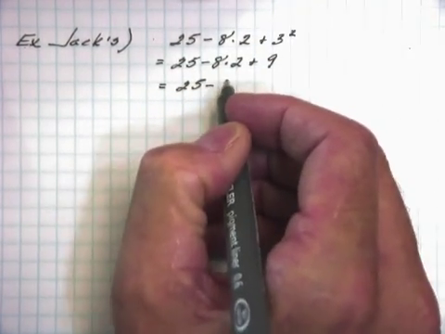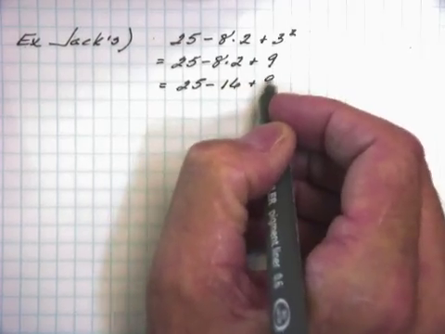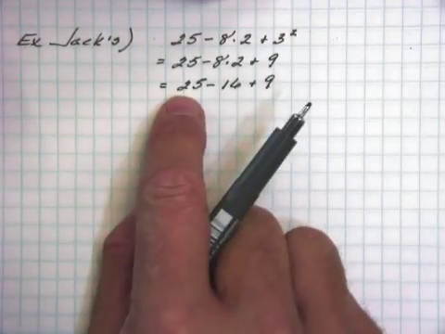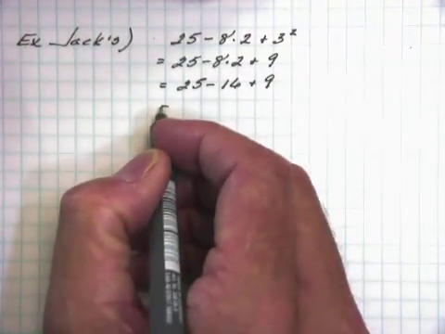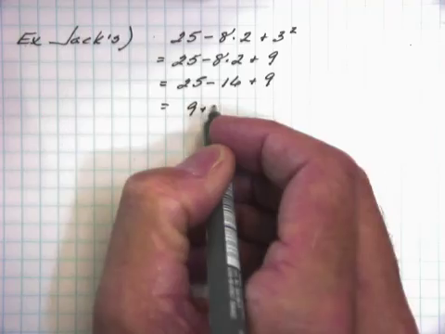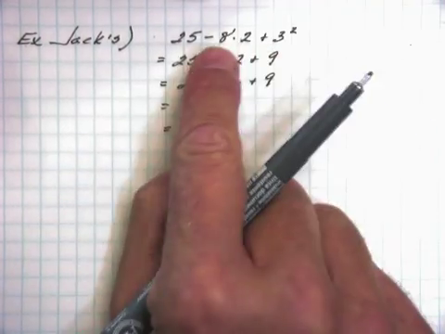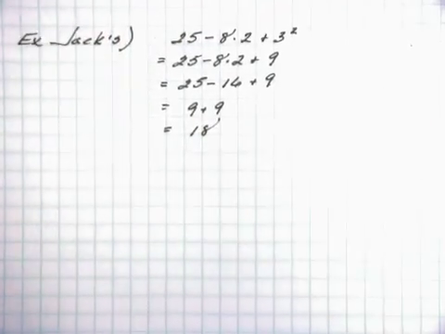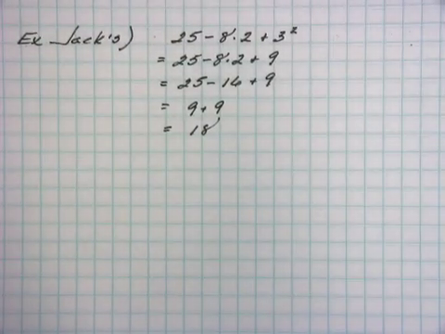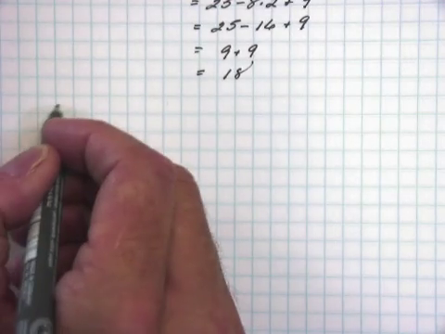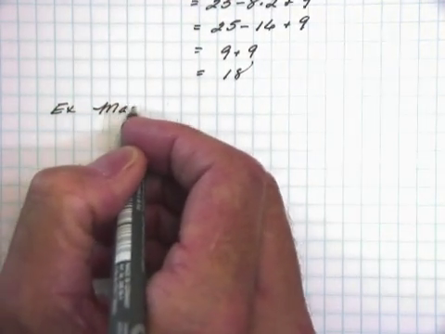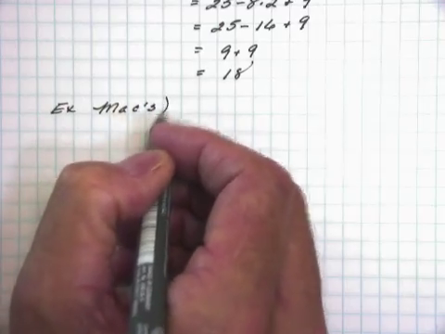So anyway, we've taken care of the exponents. Now we're going to do multiplication or division, whichever comes first. Well, there's really only one, and that's the 8 times 2. So I've got 25 minus 8 times 2 is 16 plus 9. Now I do addition or subtraction, whichever comes first. So 25 minus 16. So that becomes 9 plus 9. So the answer is this expression is equivalent to 18.